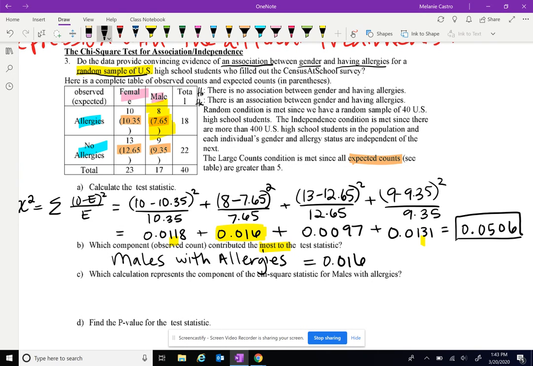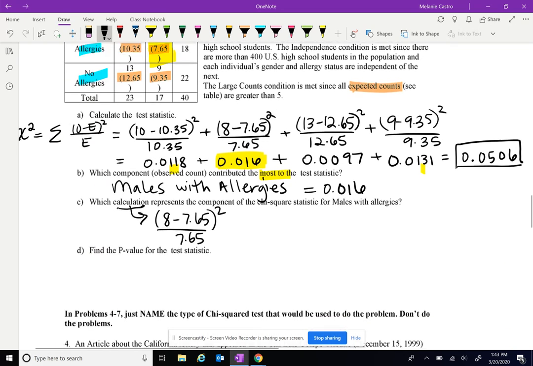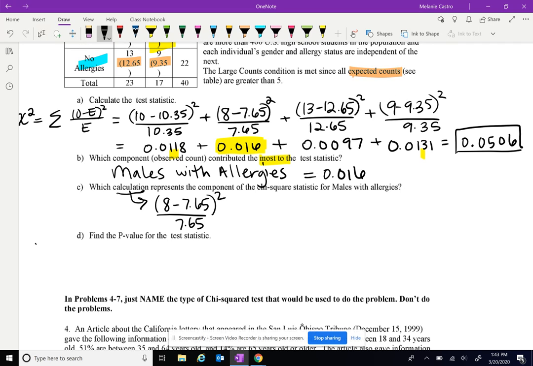Okay, so they're contributing the most to that chi-squared test statistic with that value of 0.016. That was the highest. Which one of the calculations represents the component of the chi-squared for the males with allergies? That was the 8 minus the 7.65 squared all over the 7.65. Those were those calculations. To find the p-value for this, remember our chi-squared test statistic is skewed right. We're always doing a right-tailed test. Technically, we're going to be really, really close to 0.